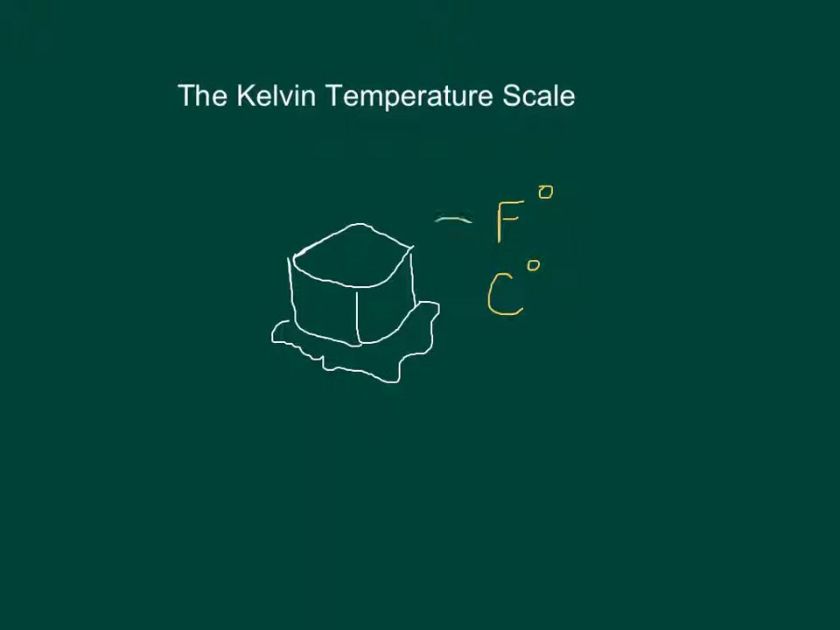In Fahrenheit, water freezes at 32 degrees. And in Celsius, water freezes at 0 degrees. Now, we have one more temperature scale that chemists tend to use, and it is called the Kelvin. Notice with Kelvin, I don't put the little degree sign up there, so it doesn't have a little round circle above it. The Kelvin is named after Lord Kelvin.